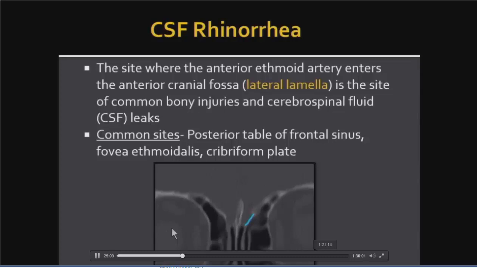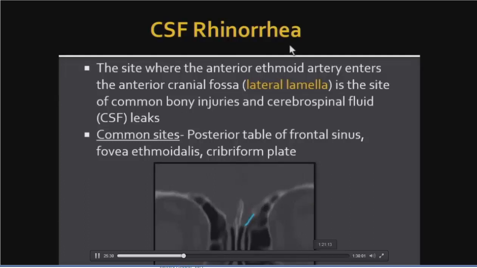It has to be positive. So if the fluid is positive, it's only then you actually take the patient for a cross-sectional imaging. And you typically test for beta transferrin, and if that's positive, then you move on to cross-sectional imaging. When you go to cross-sectional imaging, it's important to remember that the anterior skull base has a lot of structures which are so paper thin.